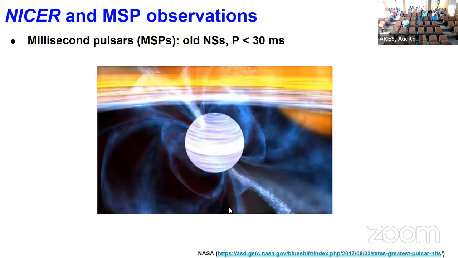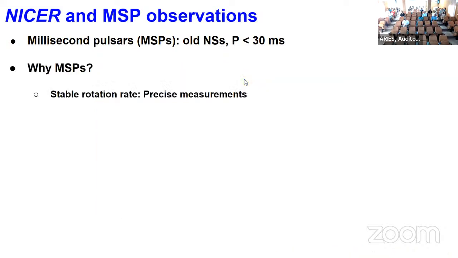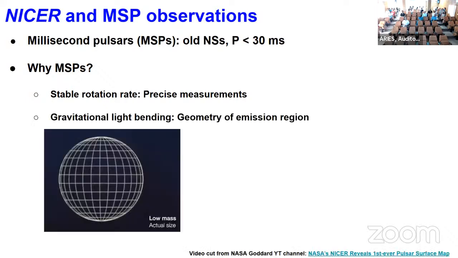It observes millisecond pulsars apart from other objects, of course. Millisecond pulsars are old neutron stars which have been recycled, and their period is approximately less than 30 milliseconds. Now, why millisecond pulsars? First, because like normal pulsars, they have a stable rotation rate, which ensures precise measurements of their light curve and the size estimate of the star. And second thing is because of gravitational light bending.